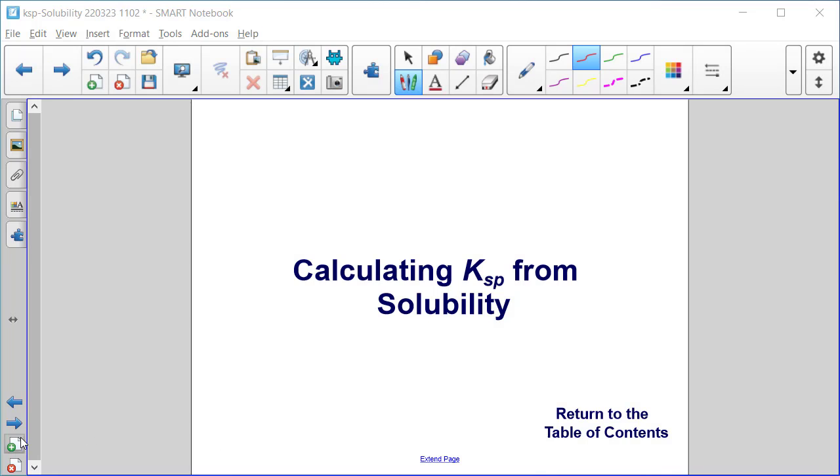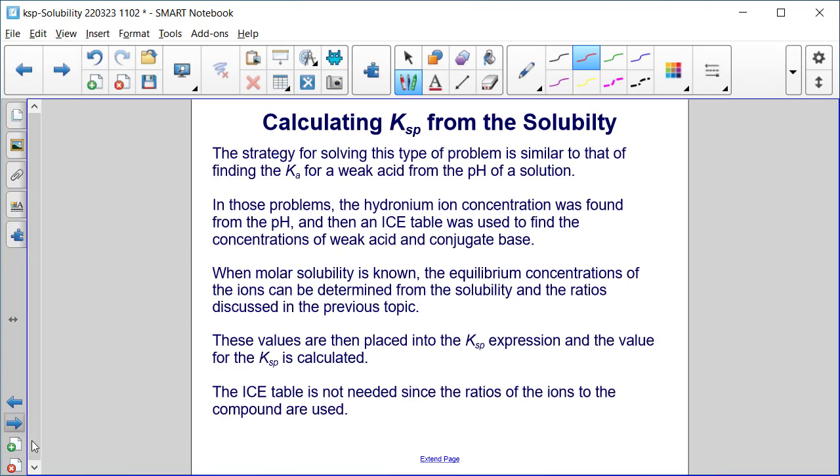Calculating KSP from solubility. The strategy for solving this type of problem is similar to that of finding the Ka for a weak acid from the pH of a solution. In those problems, the hydronium ion concentration was found from the pH, and then an ice table was used to find the concentrations of weak acid and conjugate base.